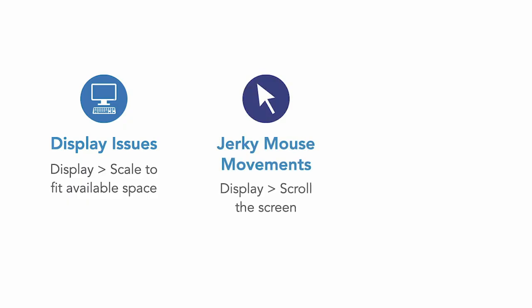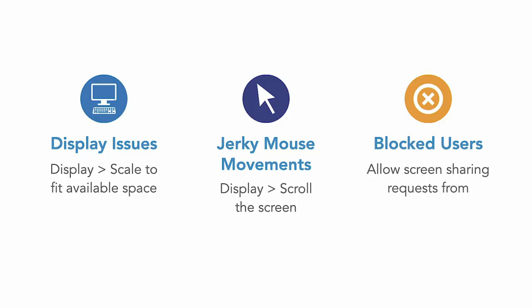Another issue that can come up is jerky mouse movements. Here you would choose, under the display, the Scroll the Screen option to determine how the screen sharing window behaves when you move the mouse. To decide which option you want, just try each one by selecting it and then moving the mouse around in the window. You also have an option to block users.